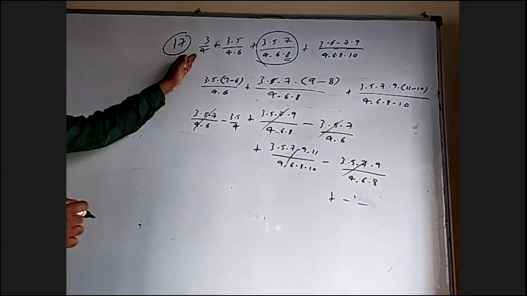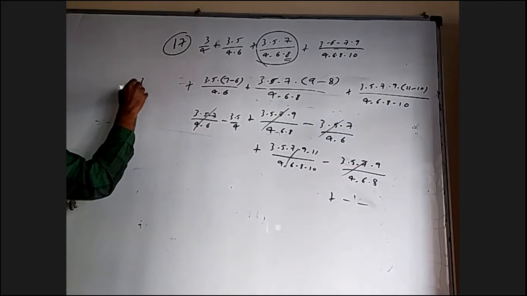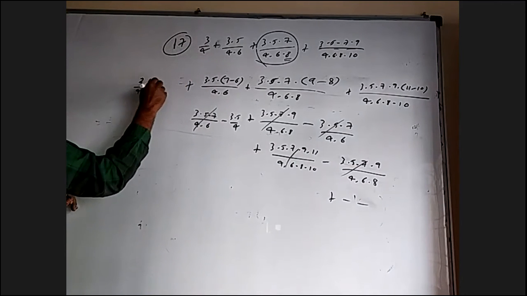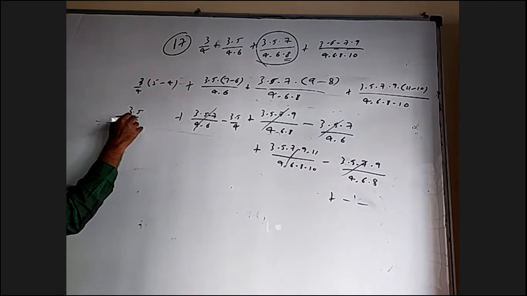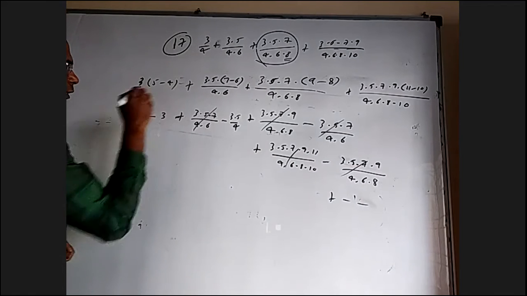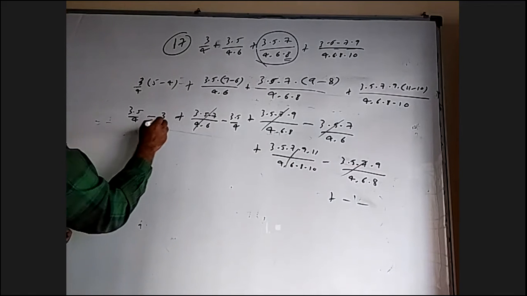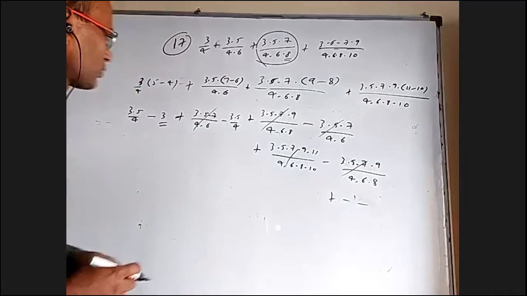But still, I have not yet used this. If I want to write 3 by 4, what should I write? The next number is 5 minus 4. That should come 3 into 5 by 4 minus 3. This 3 we are not getting when you directly write the nth term. That's what I was saying.